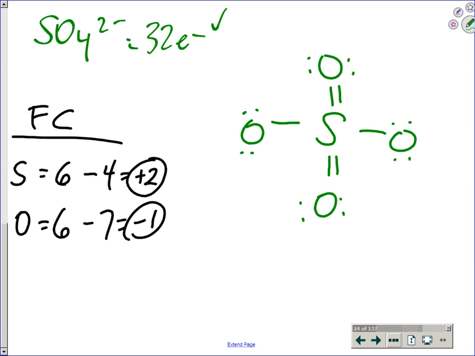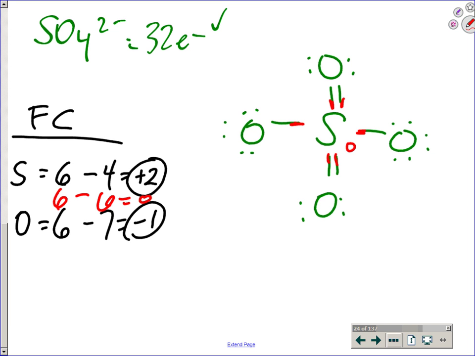Okay, so I've got 2, 4, 6, 8, 10, 12, 14, 16, 18, 20, 22, 24, 26, 28. What else do I need? 2 lones, right? Okay, so there's my 32. So everybody has octet, right? Now let's double check formal charges. Sulfur has what? 6 from what it normally would have. Subtract 1, 2, 3, 4, 5, 6. I'm counting half those bonds. So that's 6 minus 6, which is 0. Yay, it has a formal charge of 0.